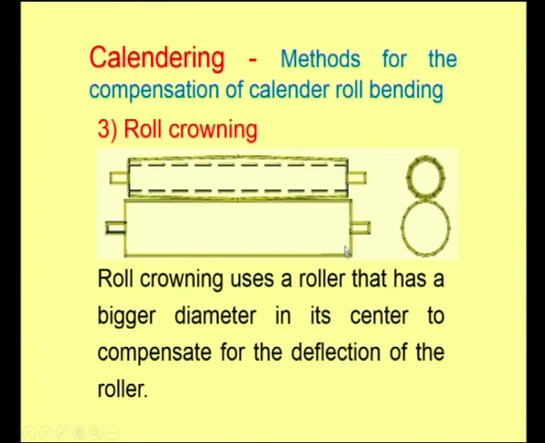And then the next arrangement is by modifying the diameter of the roll itself, which is called roll crowning. Roll crowning uses a roller that has a bigger diameter in the center to compensate for the deflection of the roller. You could see there is a slight deviation in the center, a crowning-like arrangement. Therefore, the entire roll will not have uniform diameter; it will have a higher diameter at the center and a lower diameter at the edges. So, that is how one can also prevent roll bending.